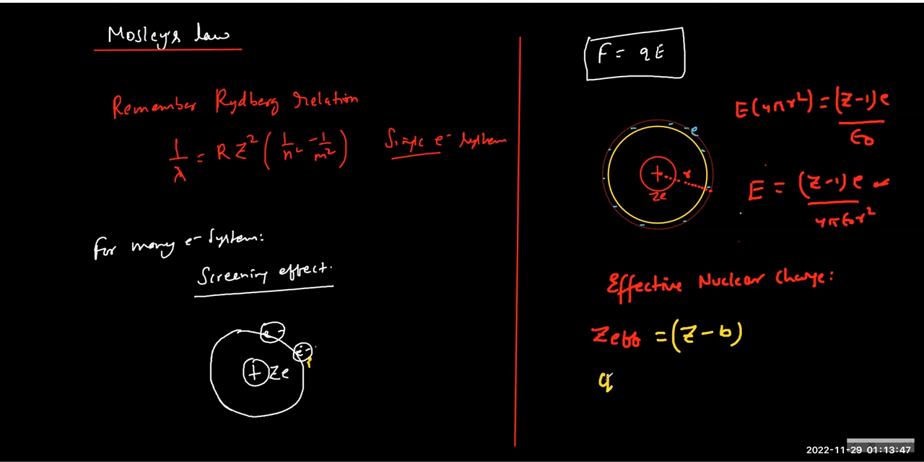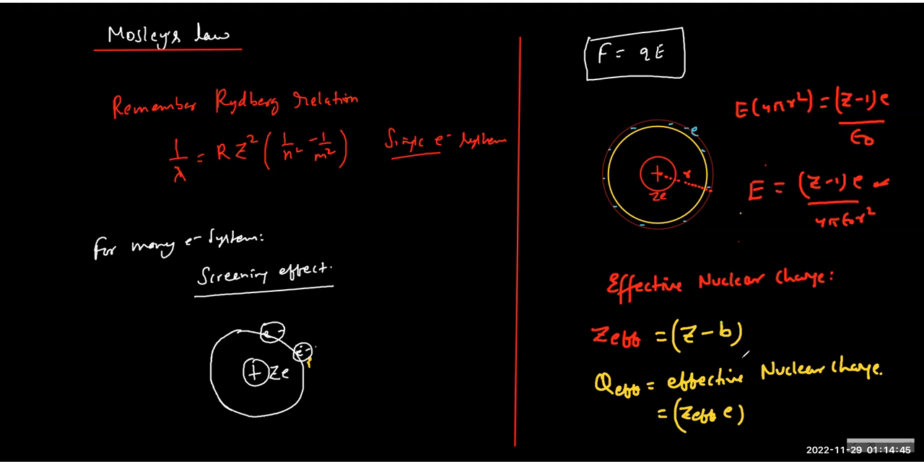So the effective nuclear charge, you can say Q effective, or maybe capital Q effective. This will be Z effective into e, and this is the Z effective formula. And b depends on the electronic configuration. So if you have studied physical chemistry, you might have come across this calculation of b.